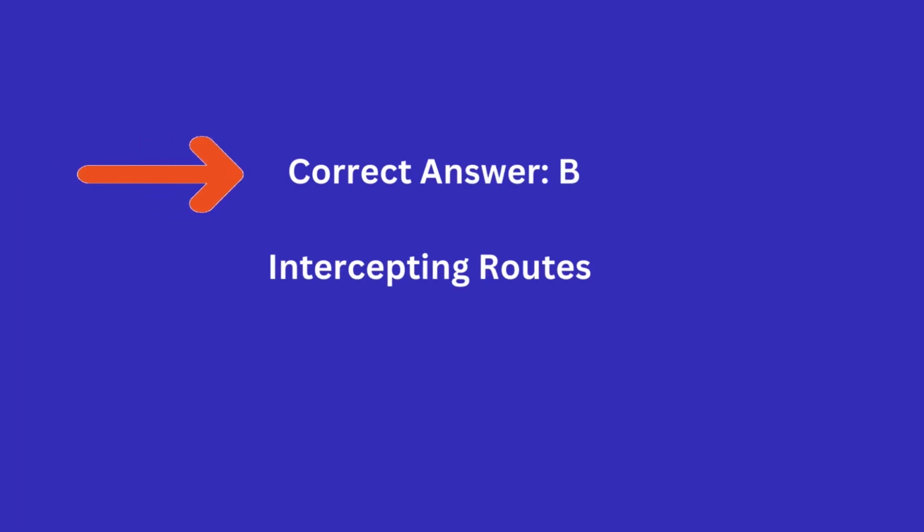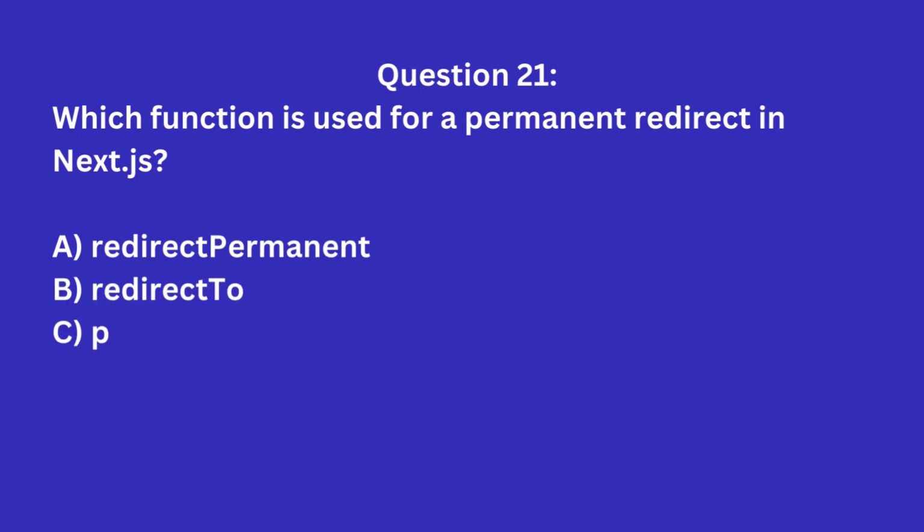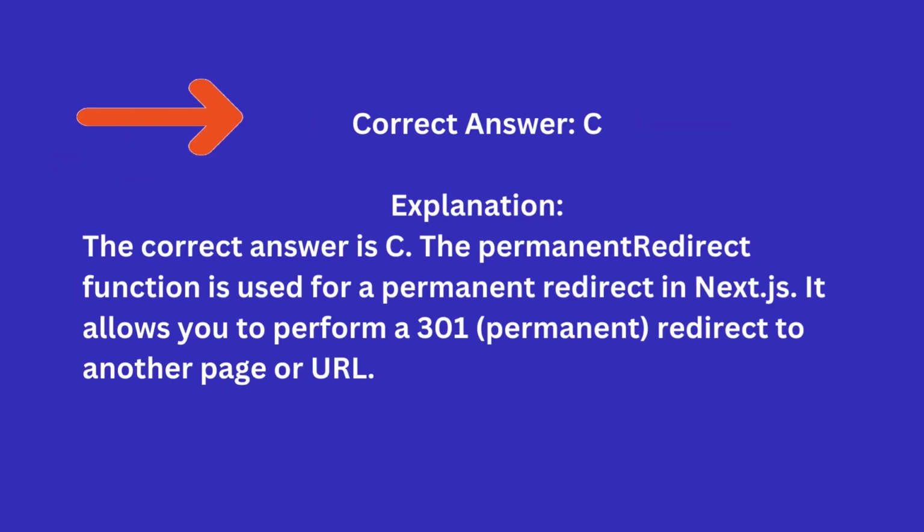Correct answer. B. Intercepting routes. Question 21. Which function is used for a permanent redirect in Next.js? A. Redirect permanent. B. Redirect to. C. Permanent redirect. D. Navigate to.